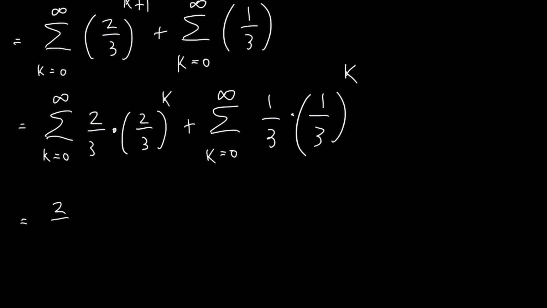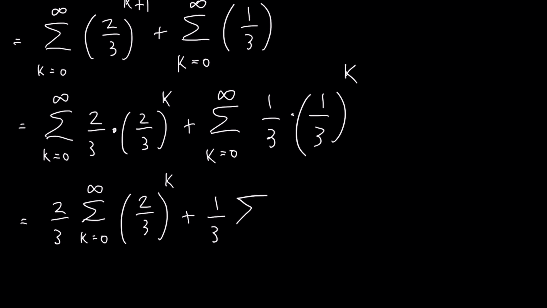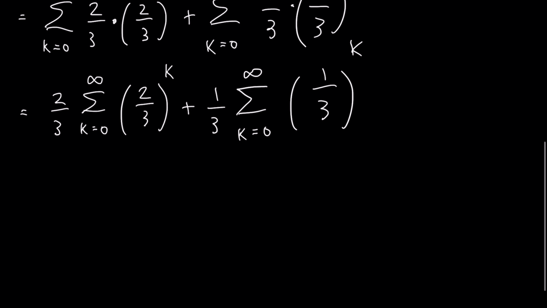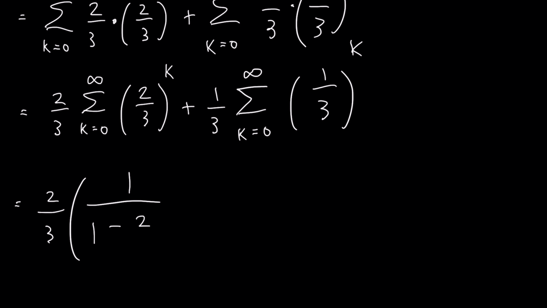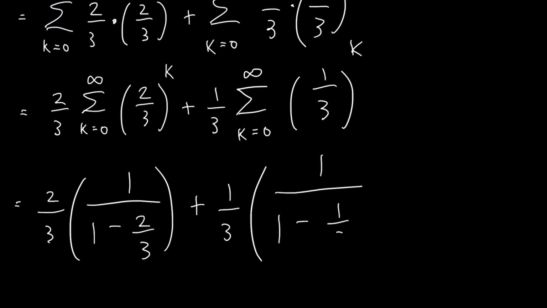And now we can write this as 2/3 times the sum from k goes from 0 to infinity of (2/3)^k plus 1/3 times the sum from k goes from 0 to infinity of (1/3)^k. And you can notice both of these summations are geometric series. So we can invoke the geometric series formula, and we have 2/3 times 1 over 1 minus 2/3 plus 1/3 times 1 over 1 minus 1/3.